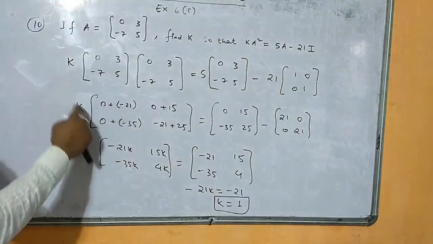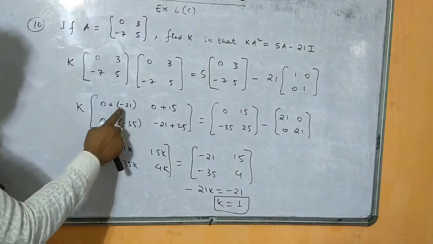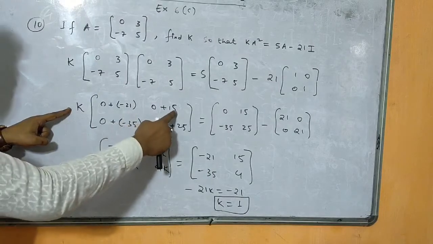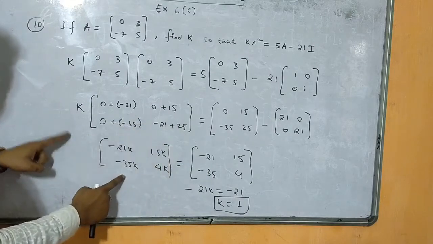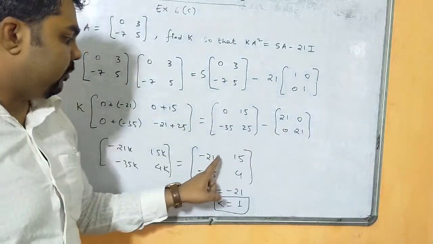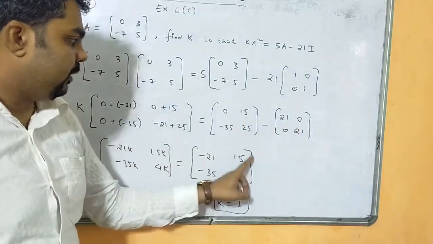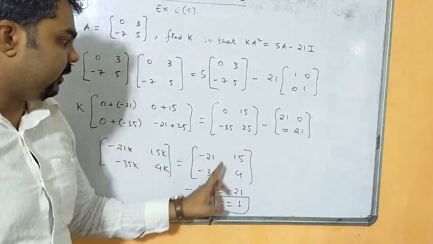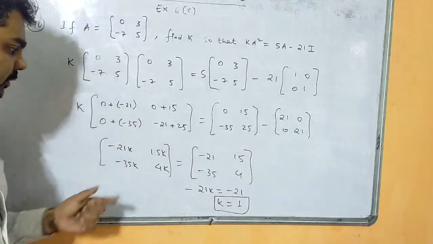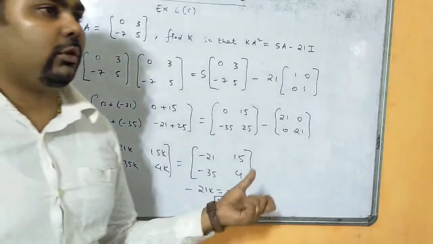You see now, after solving this one, what will we get here? Minus 21. Now when I multiply K inside, minus 21 into K, minus 21K, 15K, minus 35K and K into 4, that is 4K. Similarly, 0 minus 21, that is minus 21, 15 minus 0, 15, minus 35 minus 0, minus 35, and 25 minus 21, 4.